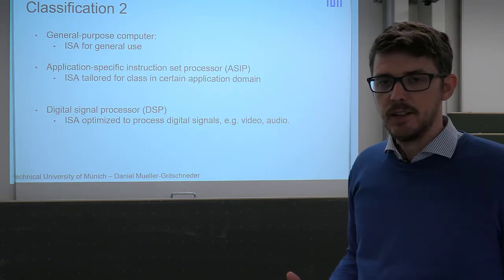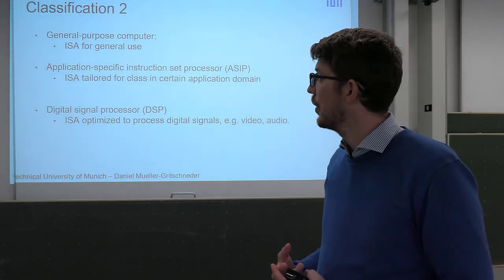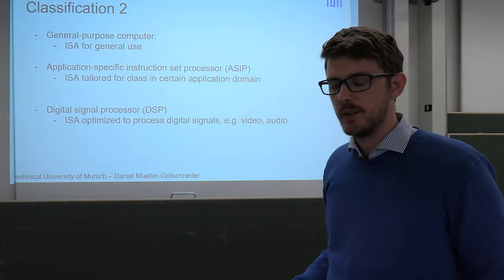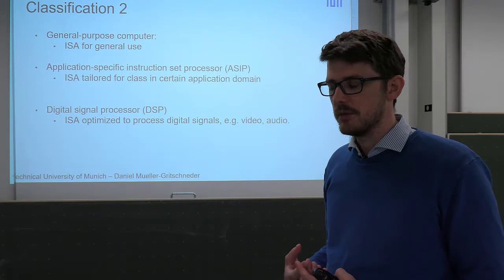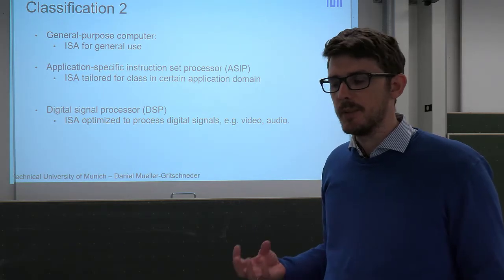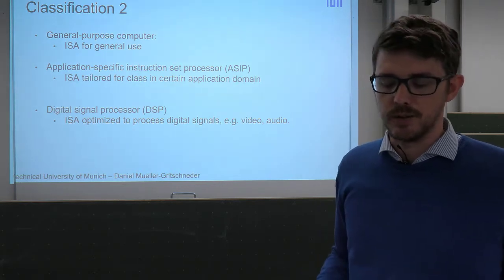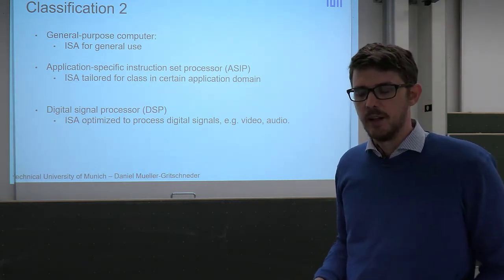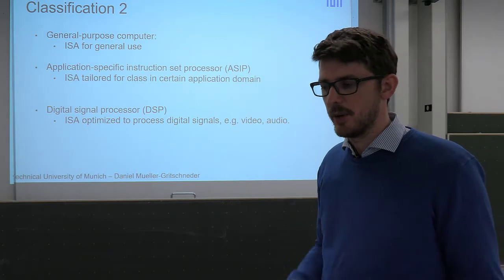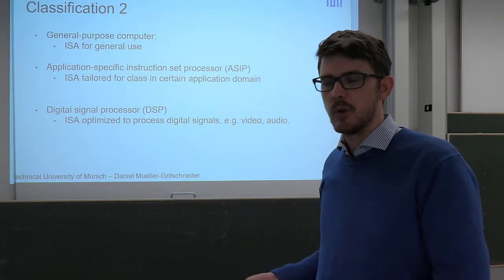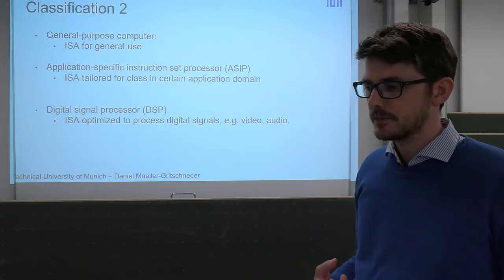Okay, the other classification: we are only looking into so-called general purpose computers, right? These are processors where you can write different C programs and they try to support a wide variety of applications and workloads and execute them in a nice way. So sensor readouts, sensor processing, control applications, everything like this.